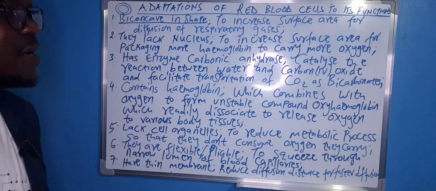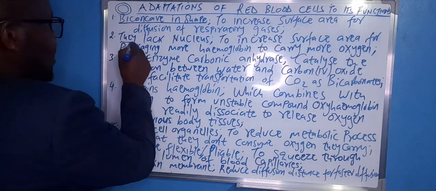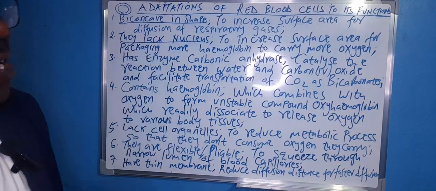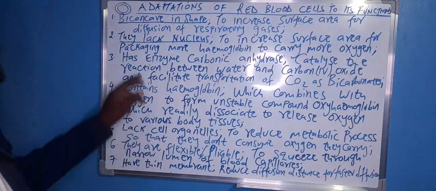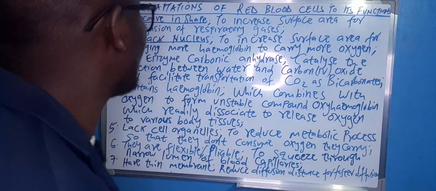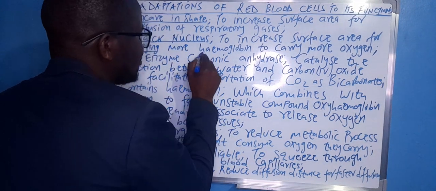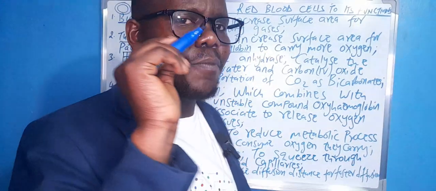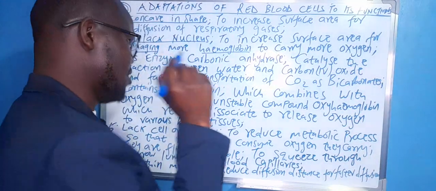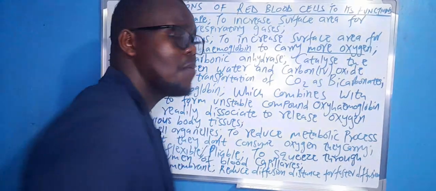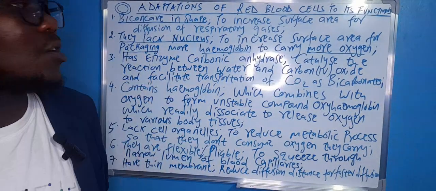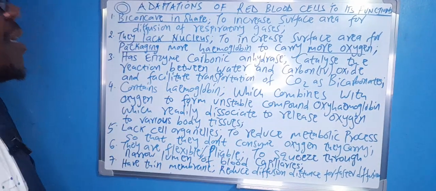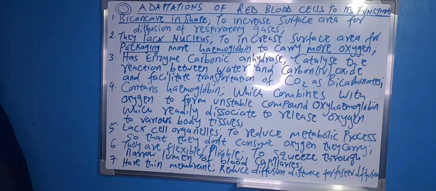Then we have number two, they lack a nucleus. The importance of lacking the nucleus is to increase the space for packaging more haemoglobin. So this is your reason: packaging more haemoglobin. And what's the reason why we should package more of this haemoglobin? The main reason is so that we can carry more oxygen, so that we can increase the oxygen carrying capacity. The more the haemoglobin, the more the carrying capacity of the oxygen. And that will be very, very important in our bodies.